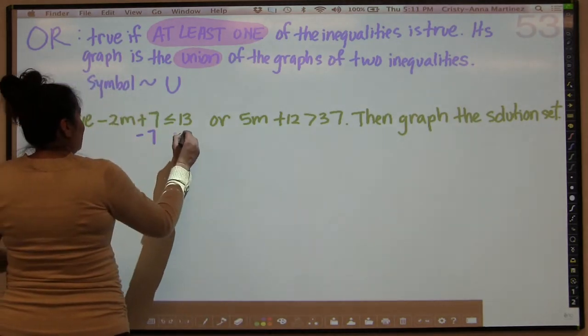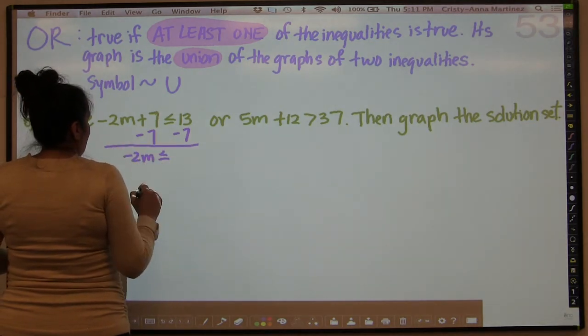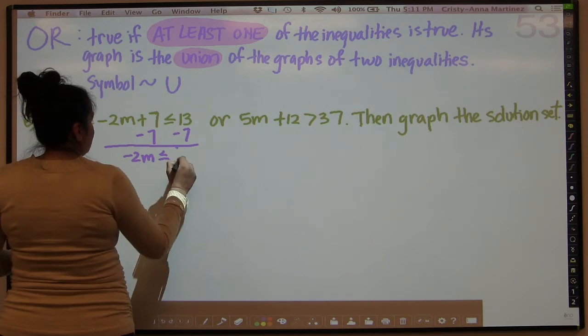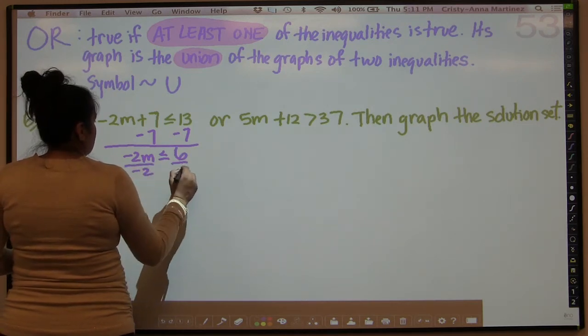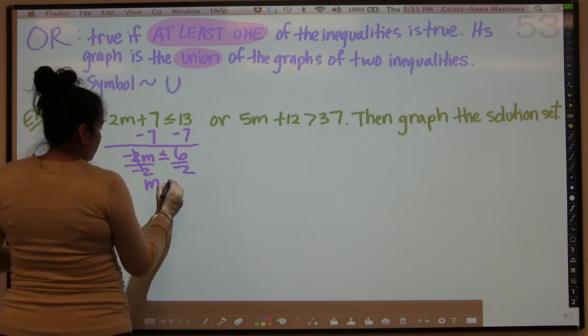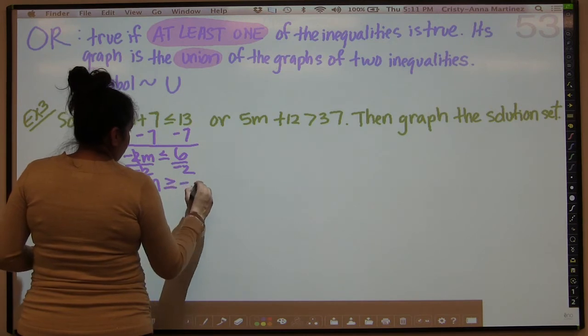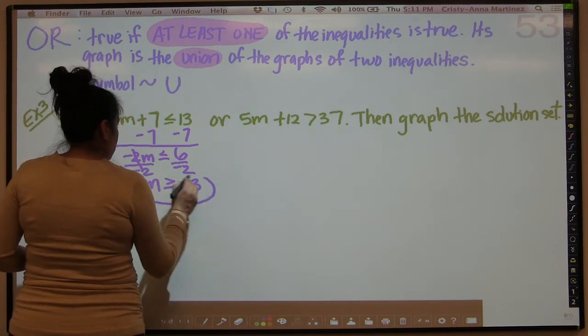So I'm going to subtract 7, and 13 minus 7 is 6. Divide by -2. And because I'm dividing by a negative, my symbol is going to switch to a greater than or equal to. 6 divided by -2 is -3. So there's the first part.